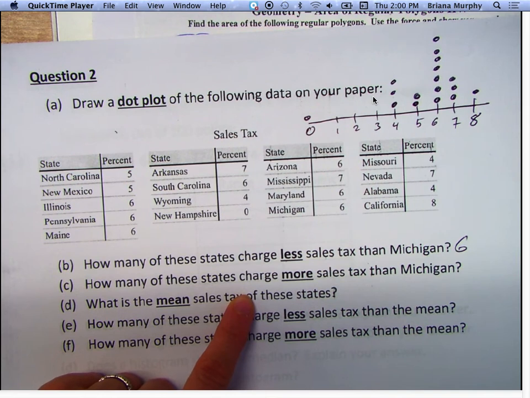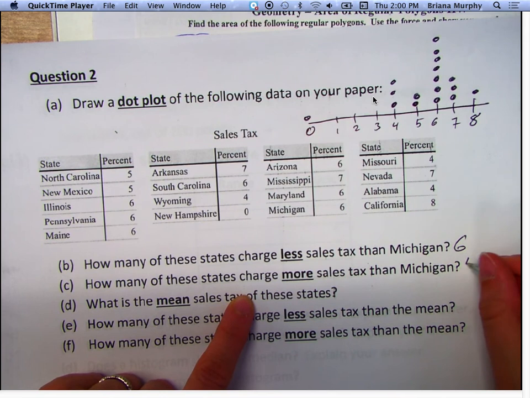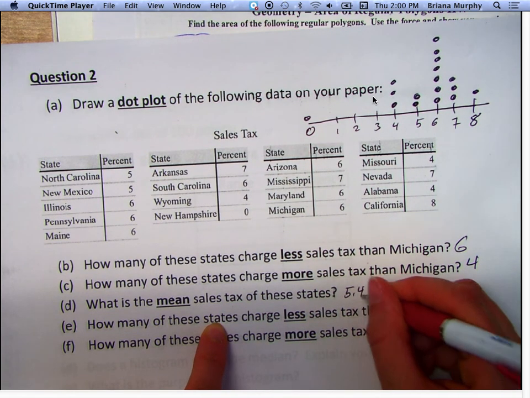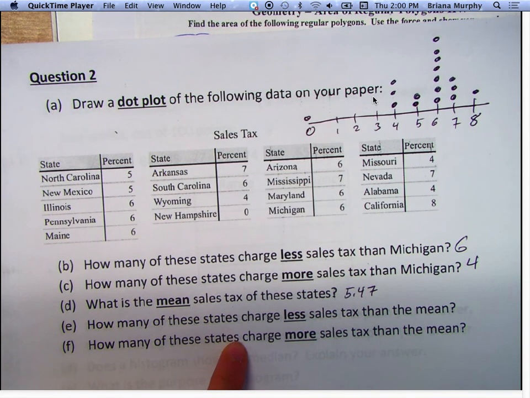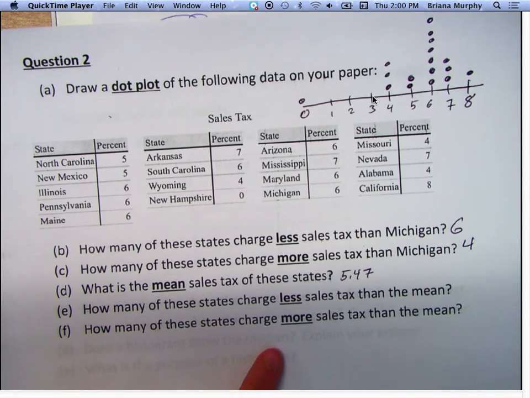Wait, so you just add? Yep. So more than Michigan is more than 6, so I get 4. What is the mean of the sales tax? It's 5.47. You guys know how to add things up and divide by how many there are. How many of these states charge less sales tax? Would you add up 5 plus 5 plus 6 plus... Yes. 6? Okay. How many of these states charge less sales tax than the mean?